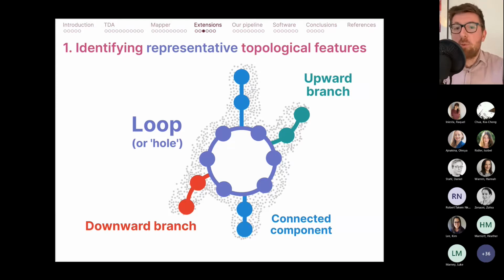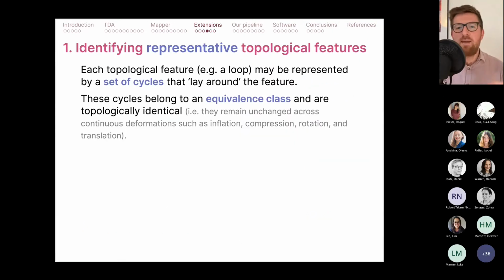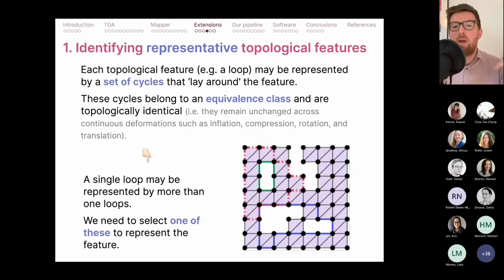When we earlier looked at these topological features, I said there are four types: loops, branches up or down, and connected components. What I didn't say is that each feature may be represented in the graph by multiple cycles that lie around it. That means we have a set of cycles, for example a number of loops, that all belong to an equivalence class, and they are topologically identical. In the diagram, in the top left, we have this hole and a green loop immediately on the hole itself. But then we have, in this dashed line, another loop around that same hole. These are topologically equivalent, and we want to just pick one of them.